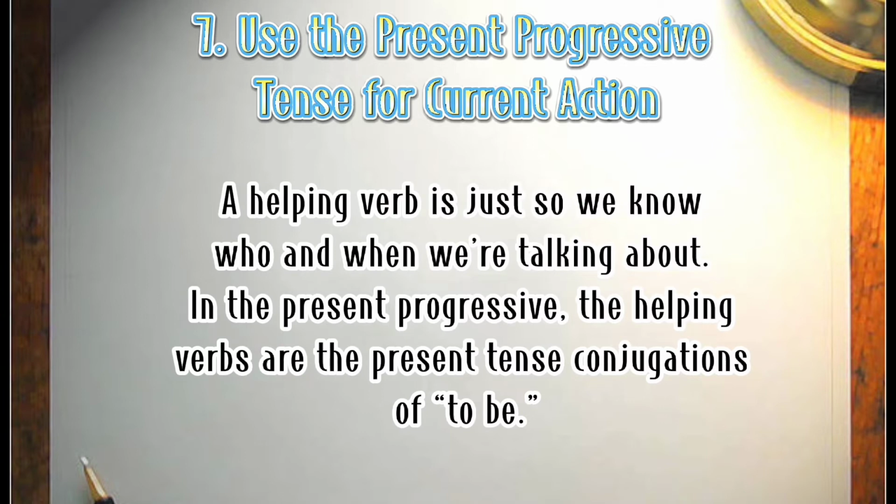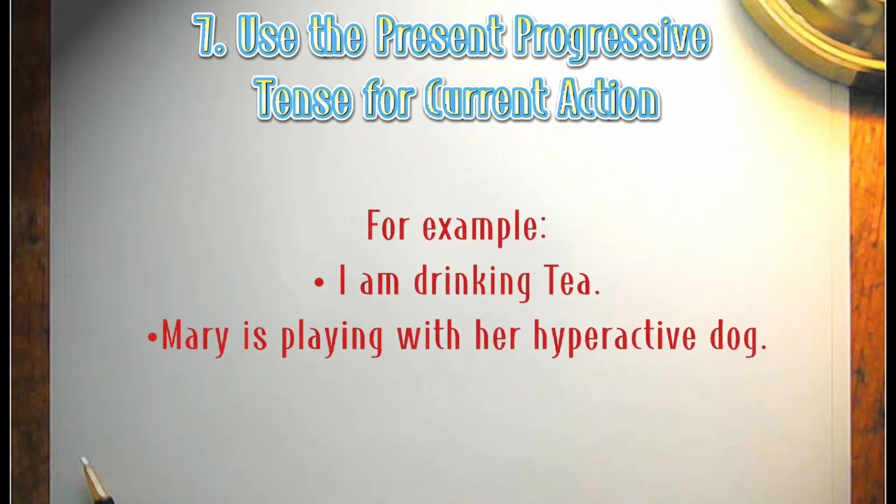verb. A helping verb is just so we know who and when we're talking about. In the present progressive, the helping verbs are the present tense conjugation of to be. For example, I am drinking tea. Another, Mary is playing with her hyperactive dog. So as we can see here, we can spot the present progressive tense because their verbs always end with ing.